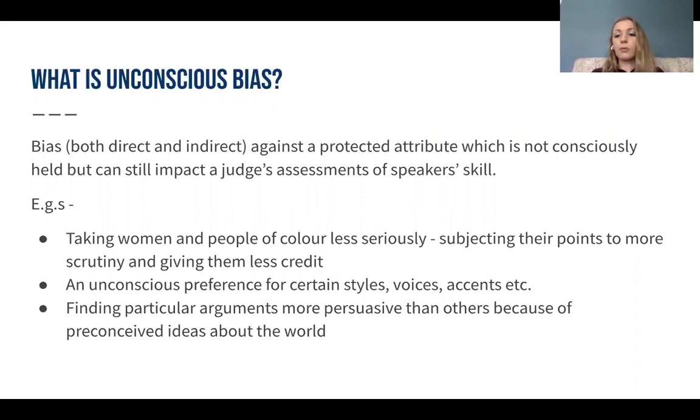Secondly, bias can constitute an unconscious preference for certain styles, voices, accents, and so forth. Now, obviously, this does not necessarily directly discriminate against people, but it can lead to indirect discrimination for the reason that different types of styles tend to be held by particular groups of people. So, for example, if you find yourself persuaded by a particularly confident and assertive manner, that might often mean that you will unconsciously discount the arguments coming from women who have been socialized potentially to be less assertive and less confident. And so you should avoid doing that because it is unfair.